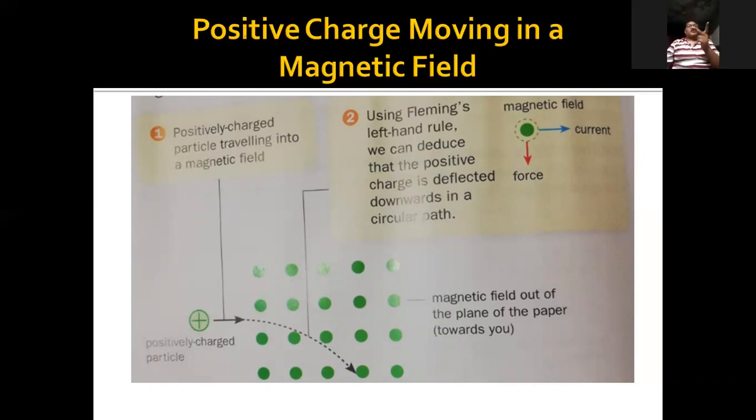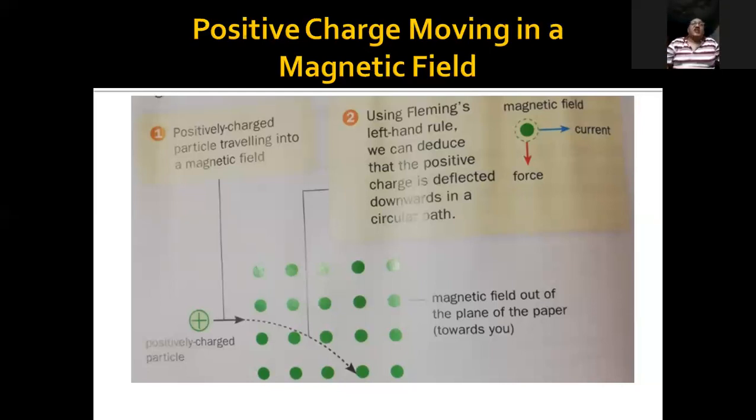Okay, so FMC, stretch the fingers of your left hand: force, magnetic field, and current. The magnetic field is out of the page. I have to twist my arm, you can see. The magnetic field is coming out of the page towards my face. And the positively charged particle is going towards the right. My thumb is pointing downward. It means it will be deflected downward.